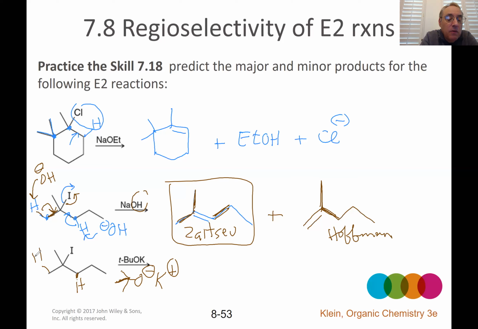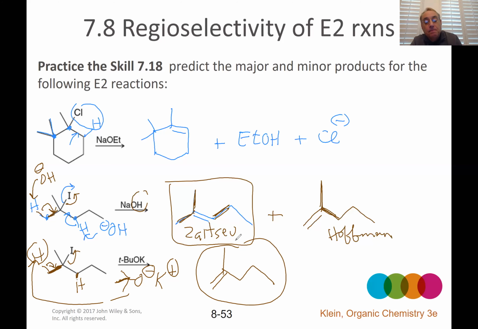We have beta hydrogens here. We have beta hydrogens there. It's going to remove that beta hydrogen, the one that's more accessible on the outside of the molecule. So the major product will have the double bond going there. The less stable Hofmann product. Okay. So again, the small bases favor the more stable alkene. The large bases favor the less stable alkene, the Hofmann product.